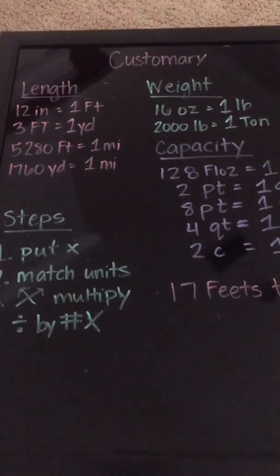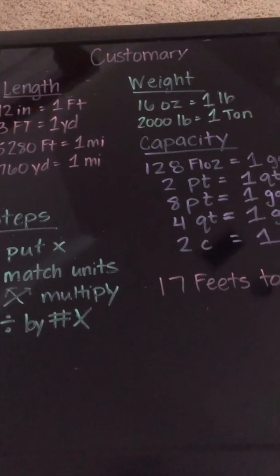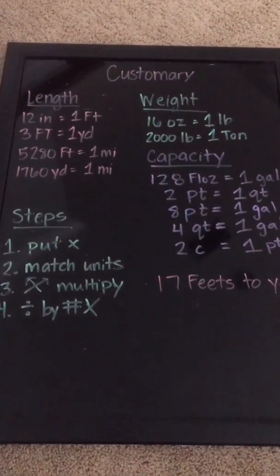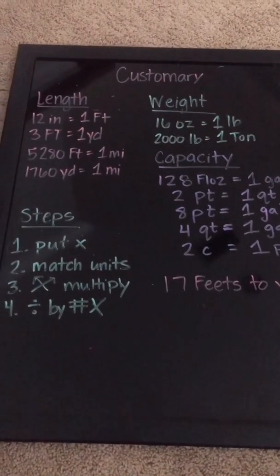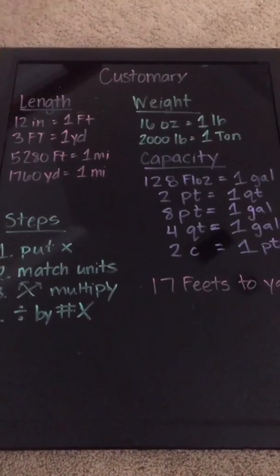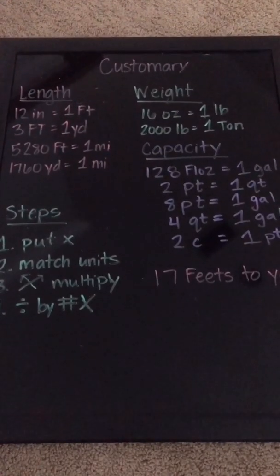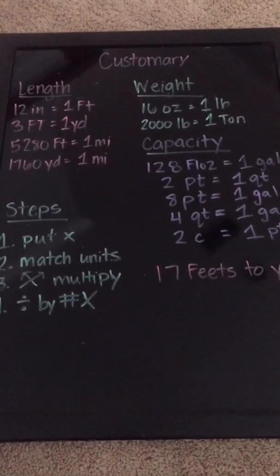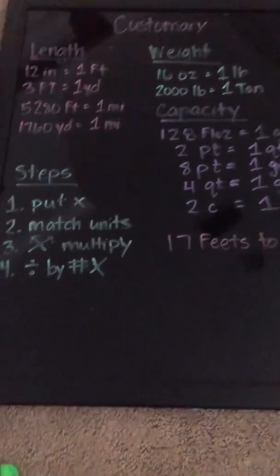You can Google customary conversion chart, or I have one here for you. So it says that the conversion for 12 inches is 1 foot, 3 feet is 1 yard, 5,280 feet equals 1 mile, 1,760 yards equals 1 mile. And then I have weight, and I have capacity as well. And then I have our steps.